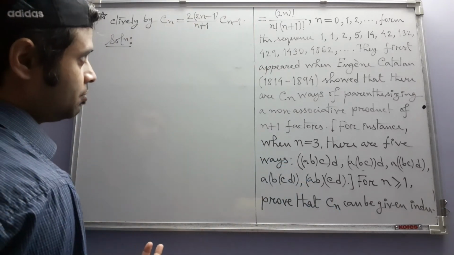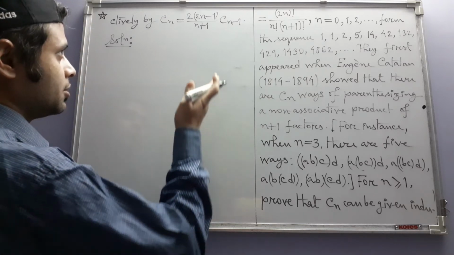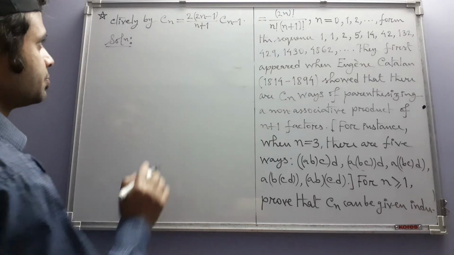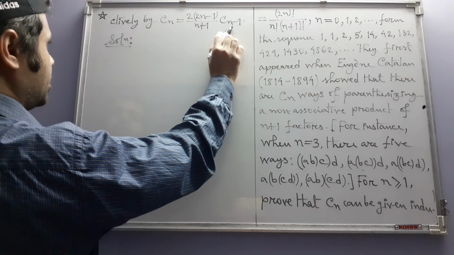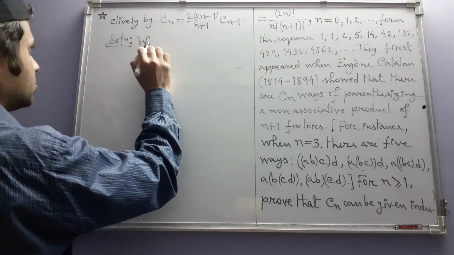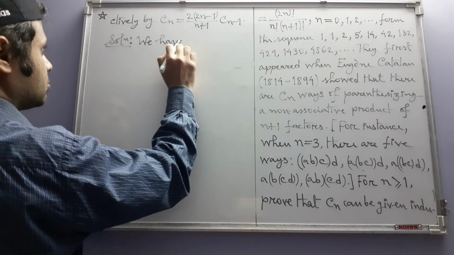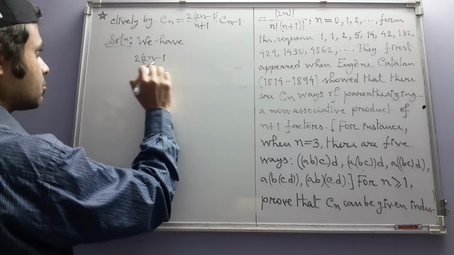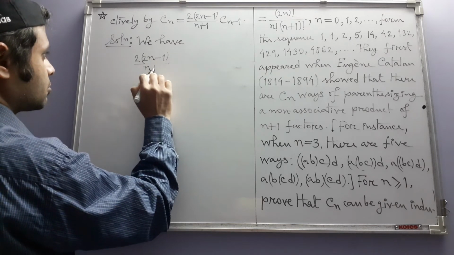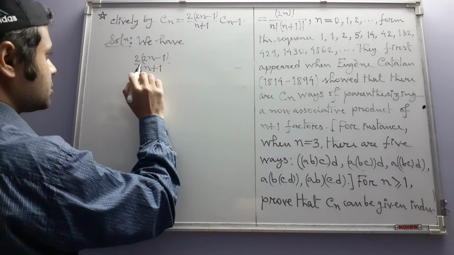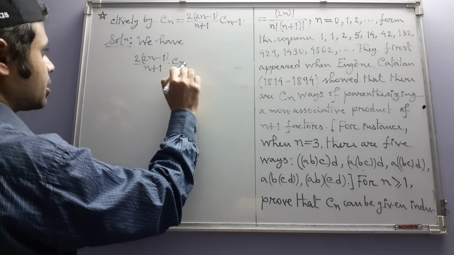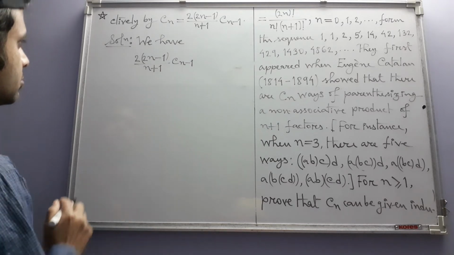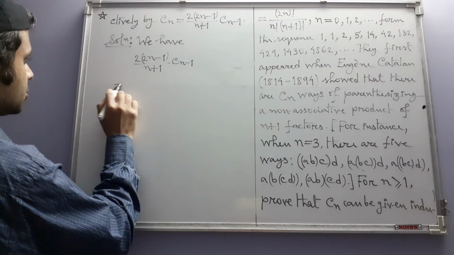Okay, so since we have a formula for Cn, we can directly use that formula. So it's better to start with the right hand side. It's not always a good idea to start proving any such thing with induction. Sometimes a non-induction proof is also good.